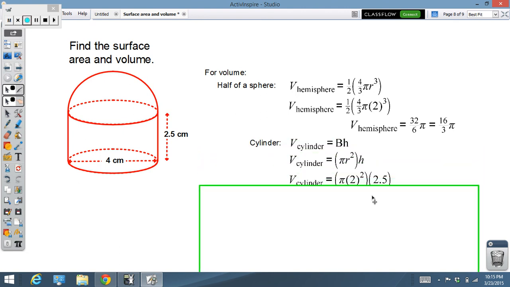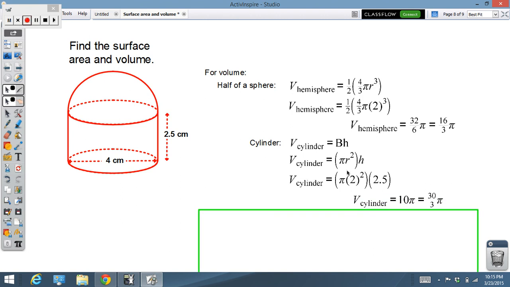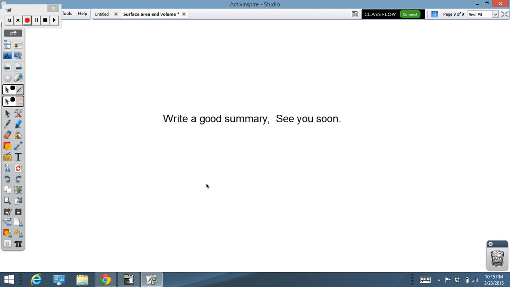For the cylinder, now we don't have to worry about whether it's got a top or a bottom. The volume is still the volume. So base times height, pi r squared times the height. The volume of the cylinder is 10 pi, which I'm going to use in fraction form later. You see how I changed the 10 into 30 over 3. Then I add the two volumes together. 16 thirds pi plus 30 thirds pi gives us 46 thirds pi to leave it in exact form, and it calculates out to 48.2 if we do it that way. So, hope you had fun with that, and I will see you later.